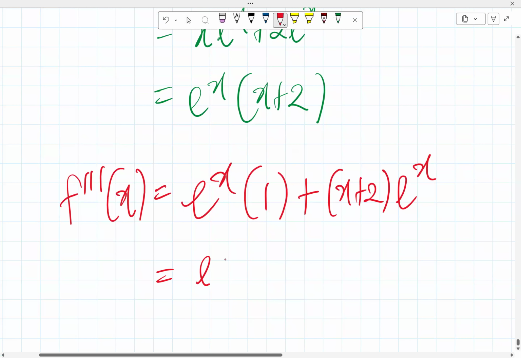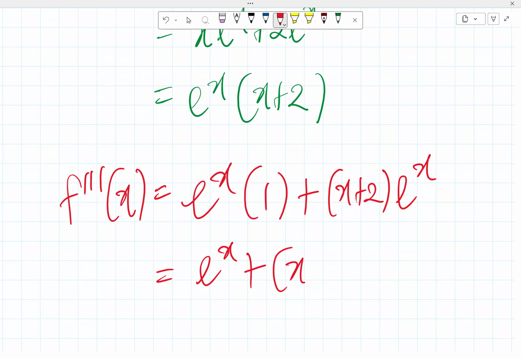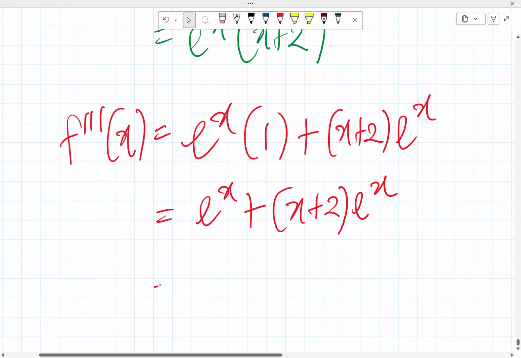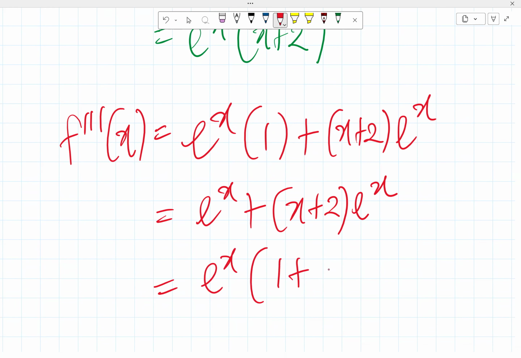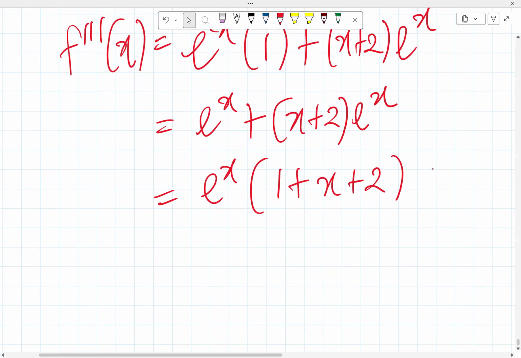So we have e raised to power x into e raised to power x, plus x plus 2, e raised to power x. So yeah, we then have e raised to power x is common into 1 plus x plus 2. So that means, oh yeah, the pattern is correct. That's e raised to power x into x plus 3.